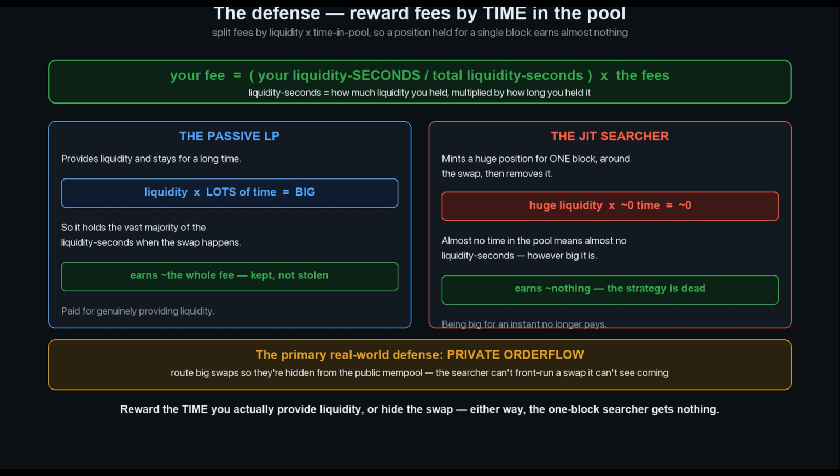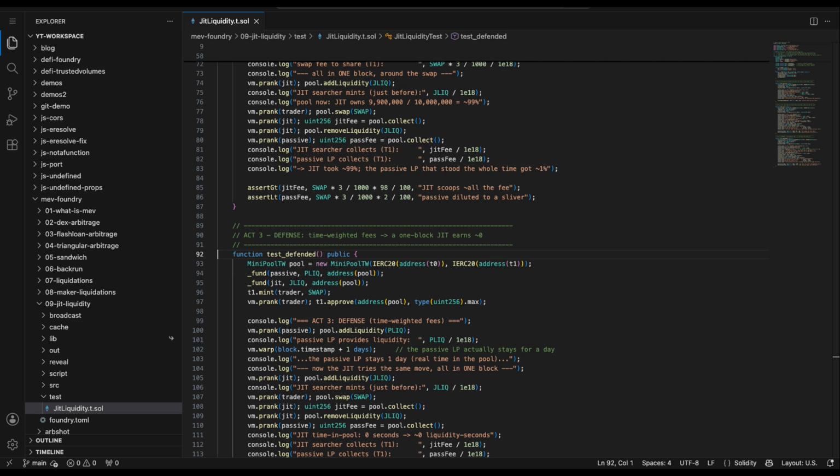And the primary real-world defense, on the bottom, is private order flow. Route big swaps so they're hidden from the public mempool, and the searcher simply can't front-run a swap it can't see coming. Let's prove the time-weighted version. Here's the defended test. On the time-weighted pool, the passive LP provides liquidity and actually stays. We advance time by a day. Then the searcher tries the exact same one-block move. Mint, swap, collect, remove. We print what each earns.